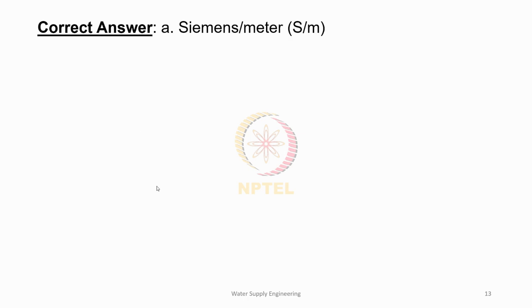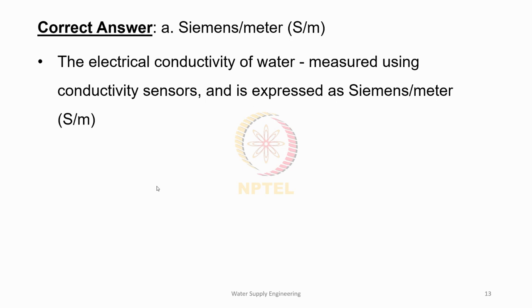Okay, yes, option A, Siemens per meter. So, electrical conductivity of water is measured using conductivity sensors, and it is expressed as Siemens per meter or S/m.